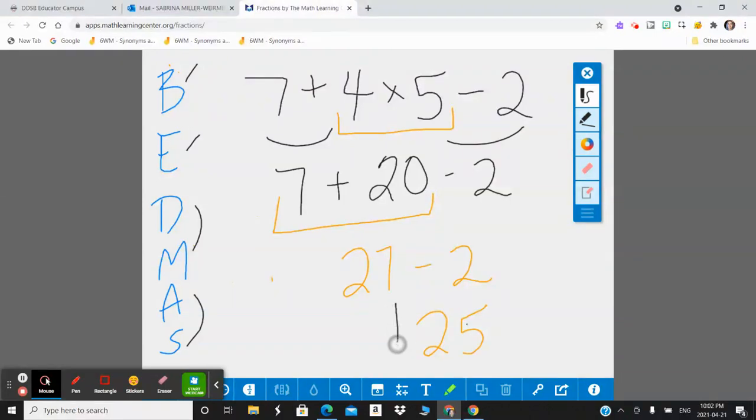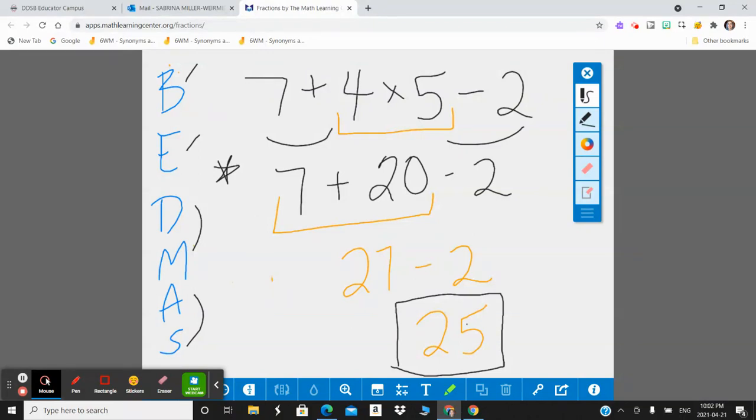So with BEDMAS and with learning the order of operations, one of the keys is to really slow down and just go step by step by step by step. And as work gets written, you also want to show that step by step by step by step. Let's look at one more.